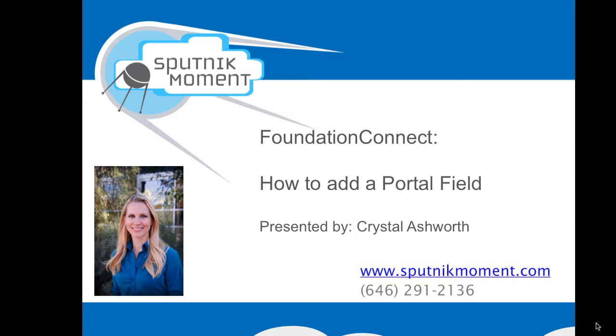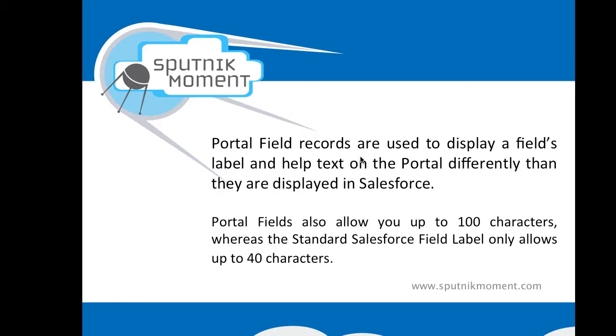Today we're going to talk about using portal fields. Portal field records are used to display a field's label and help text on the grantee portal differently than they're displayed internally in Salesforce. For example, your foundation may wish to rename the EIN field on the inquiry and request records to read the full text employer identification number on the portal. Or you may wish to have help text on a field that instructs your online applicants on what they should enter there, but then separate help text that displays to your internal foundation staff, instructing them on what to do with the data in that field once it's received.